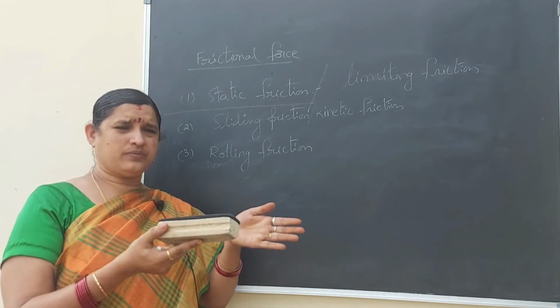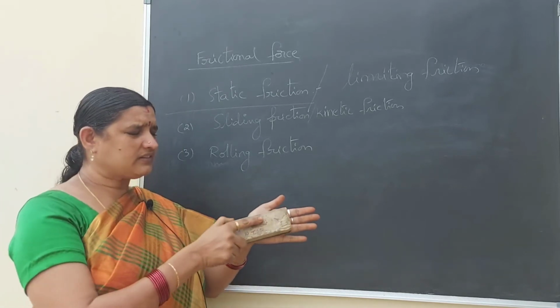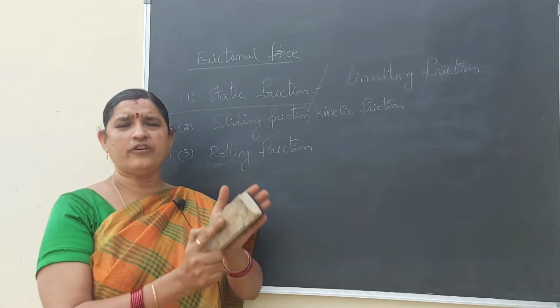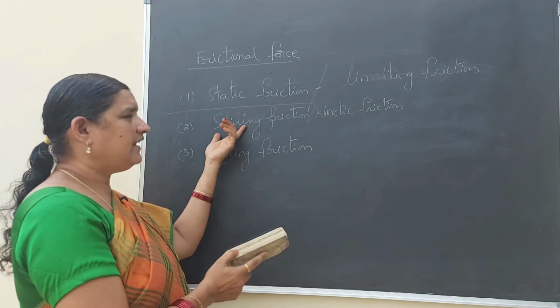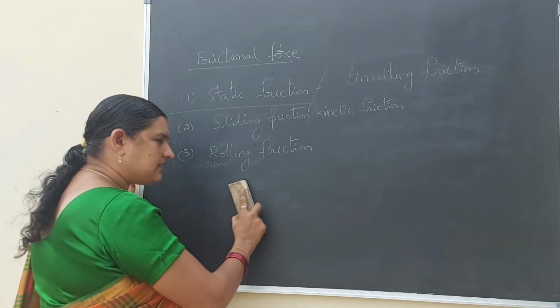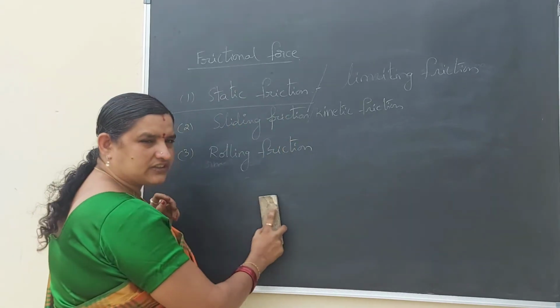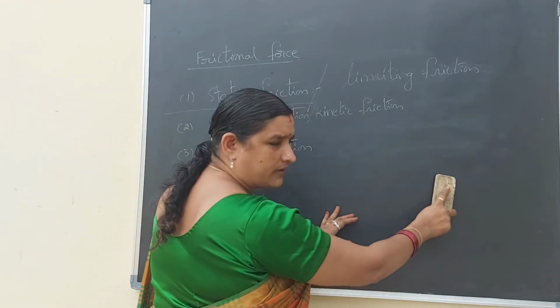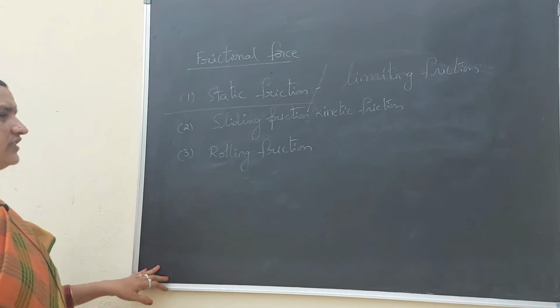When a surface moves on another surface, it is called sliding. At that time the force exerted by the body over another body is called sliding friction. Suppose I am erasing the board, this is sliding friction. The duster slides on the surface of the board. So it is sliding friction.